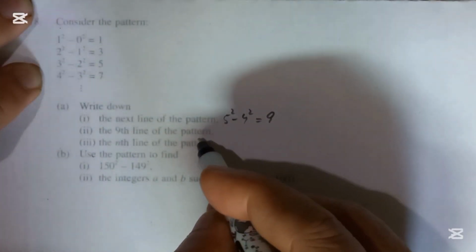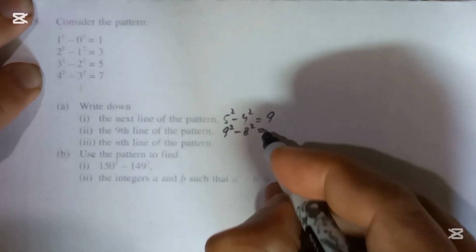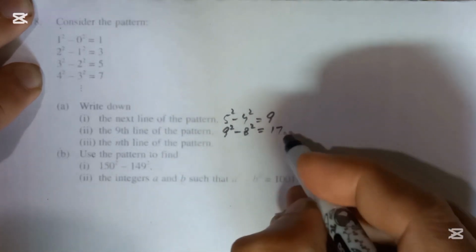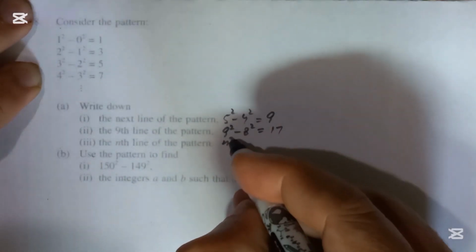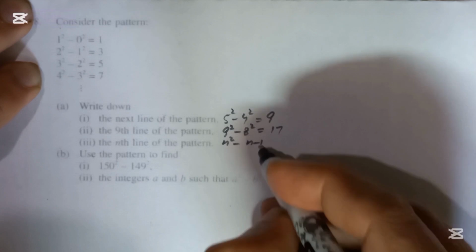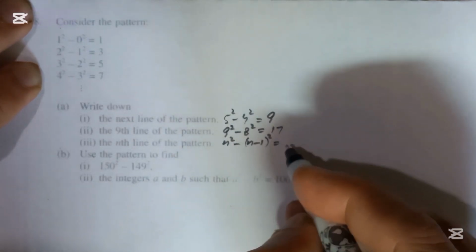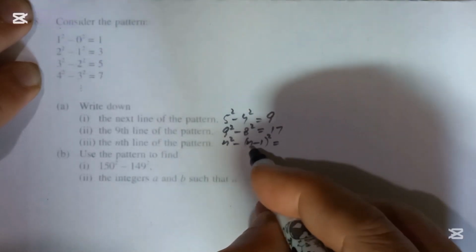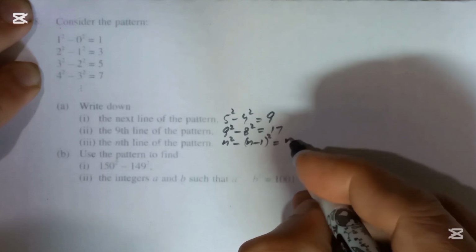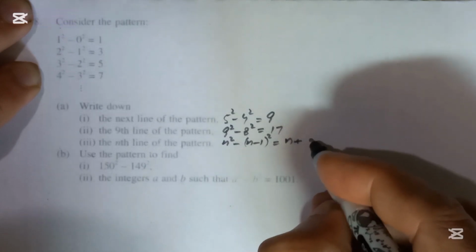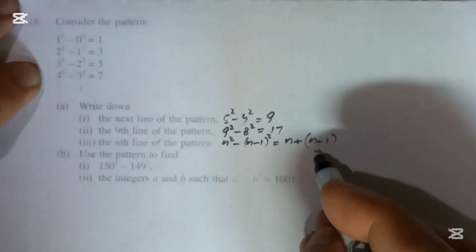Likewise, the ninth line of the pattern should be 9 square minus 8 square, so 9 plus 8 will be equal to 17. Likewise, the nth line of the pattern should be n square minus (n minus 1) whole square. And we have to add these two numbers, so n plus n minus 1. So this is the nth line.